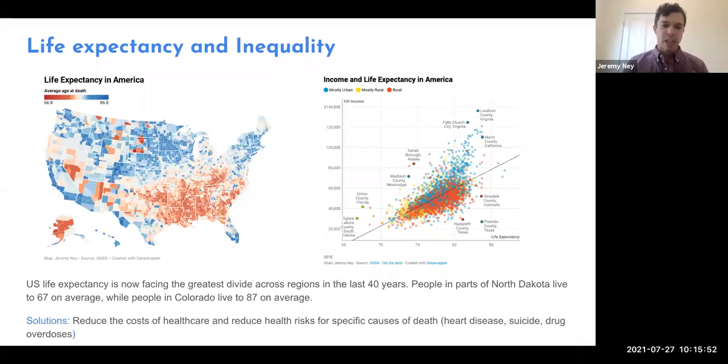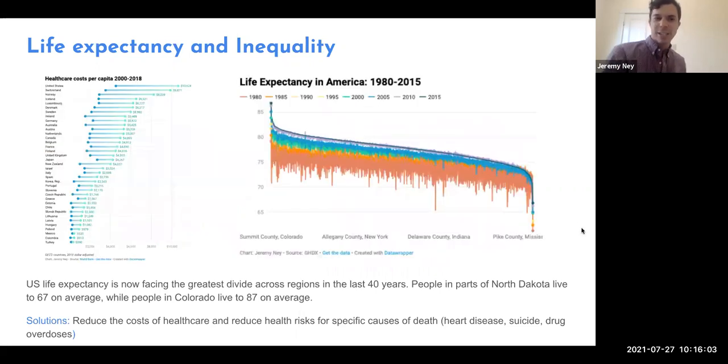So, in that path forward section for this article, I talk about what we can do to reduce costs of healthcare and reduce specific causes of death, so heart disease and stuff like that as well. I think that's particularly important in light of that chart on the left that I developed, which is the healthcare costs per capita. While we like to top the charts in many ways, you definitely don't want to do it when it comes to healthcare costs.